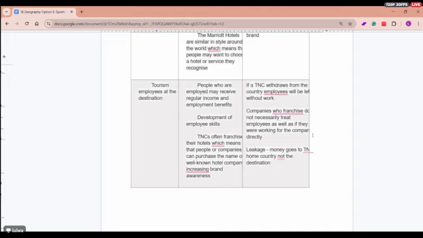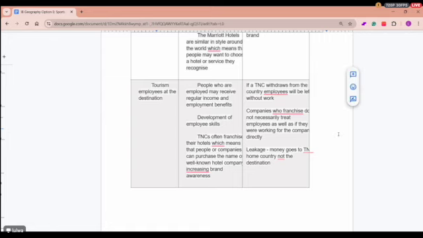Tourism employees at the destination. So people who are employed may receive regular income from TNCs and employment benefits, and you have development of employee skills. TNCs often franchise their hotels, which means that people or companies can purchase the name of well-known hotel companies, which increases brand awareness. And if a TNC withdraws from the country, however, employees will be left without work, and companies who franchise do not necessarily treat employees as well as if they were working for the company directly.